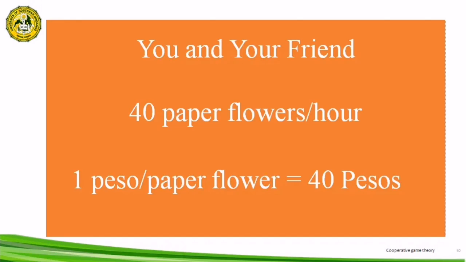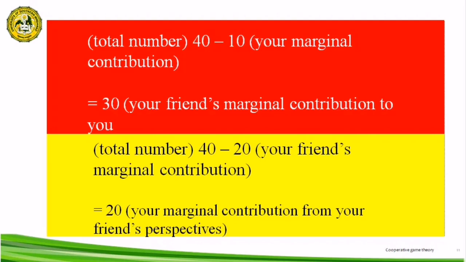When you and your friend decided to team up, you have produced 40 paper flowers, but if you and your friend work individually, you would only have 30 paper flowers in the same hour. Then you and your friend decided to sell the paper flowers for 1 peso each, and now you have 40 pesos. Now the question is, how will you divide that income? The Shapley value equation tells you to think about it like this.